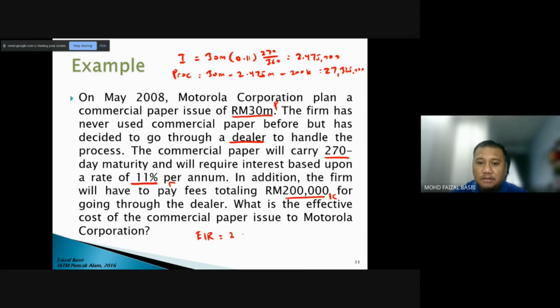Once you have this, you can calculate your EIR. 2.475 million divided by 27.325 million times 360 divided by 270.